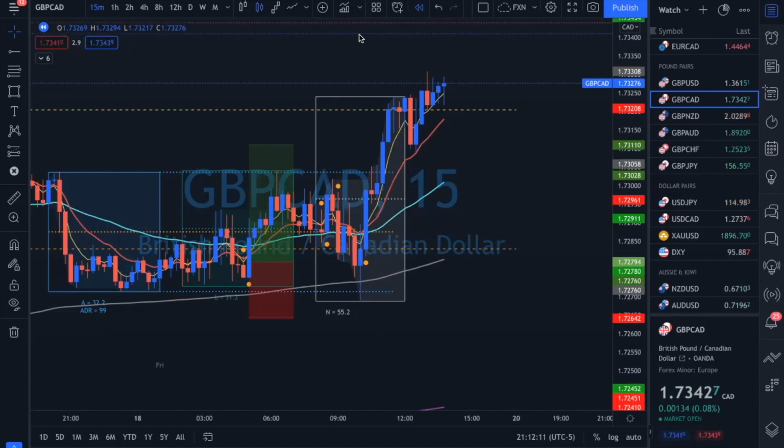Obviously, you don't know if it's going to come back down and hit it or not. But the point is that you're okay if you miss it, because the entry that you really want is down here. That's the entry that makes sense.